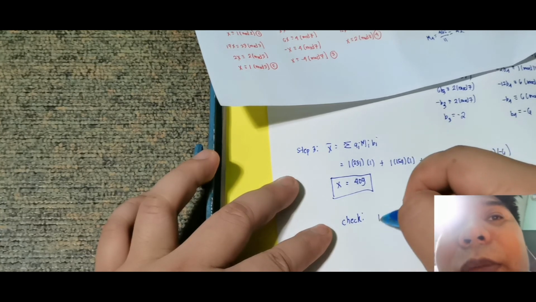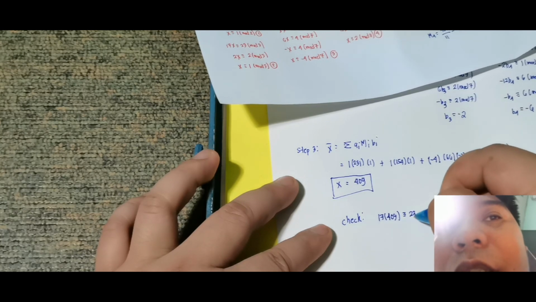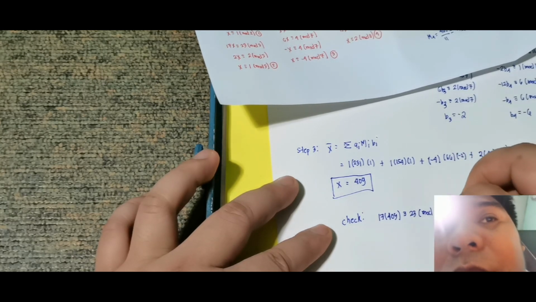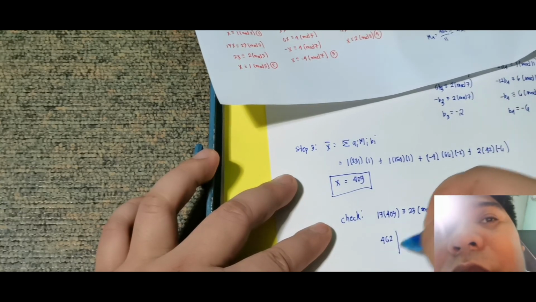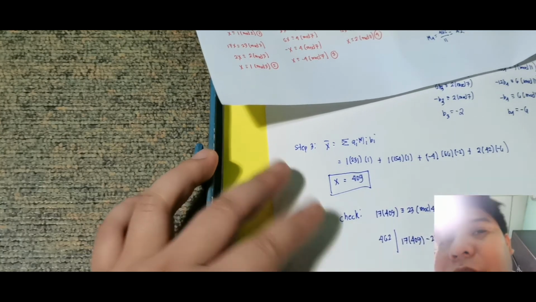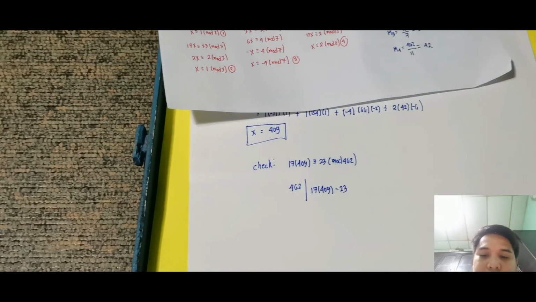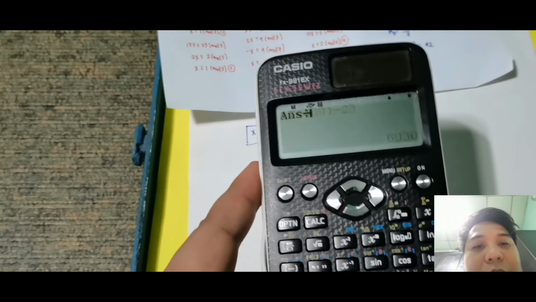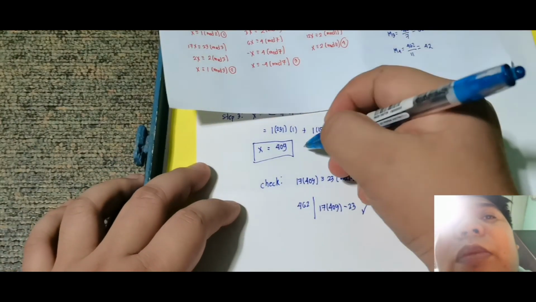For checking, that is 17 times 409 congruent to 23 mod 462. Check nyo lang. That is 462 divides 17 times 409 minus 23. That is 17 times 409 minus 23, that is 6,930. Then, divide natin sa 462. Okay, then this is divisible siya. Therefore, this is correct. Therefore, this is the value.